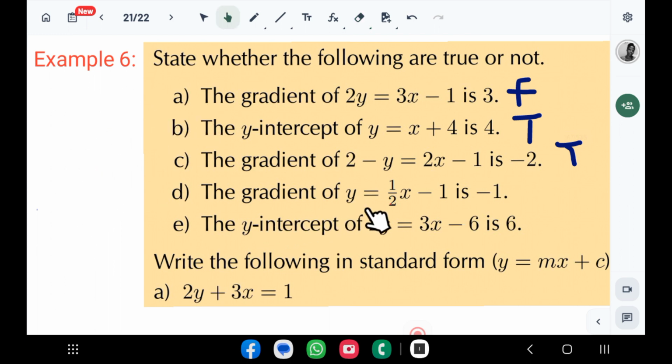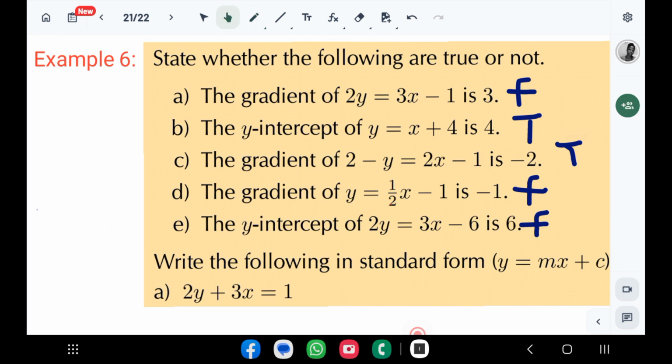Next question, the gradient of y equals 1 over 2 x minus 1 is negative 1. That's false. That is the y-intercept. The gradient is 1 over 2. The y-intercept of 2y equals 3x minus 6 is 6. No, false. It's negative 6. That's how you answer that question.